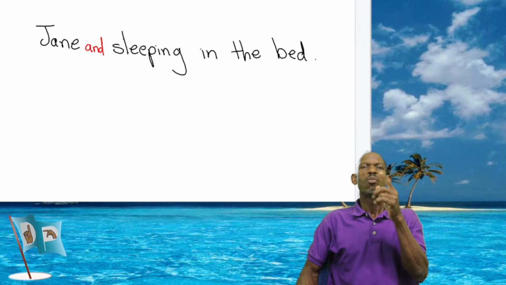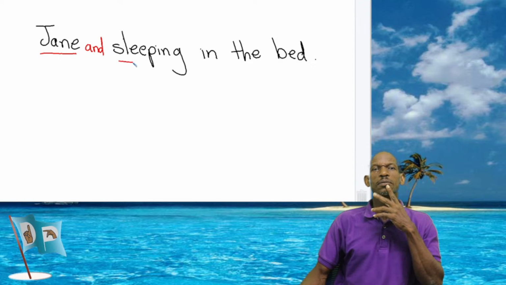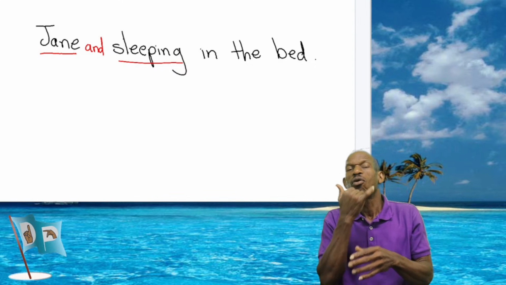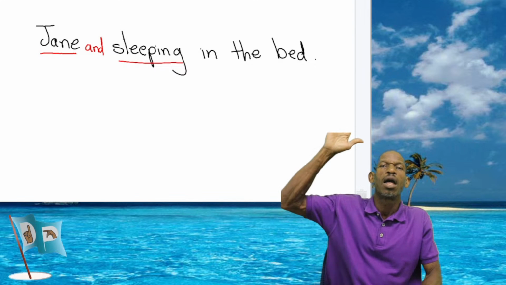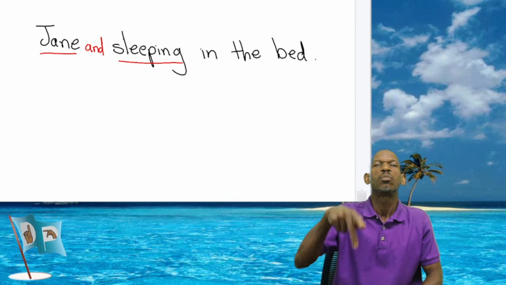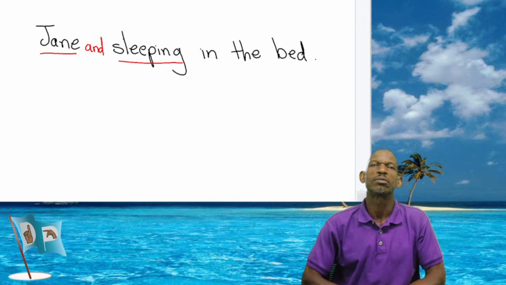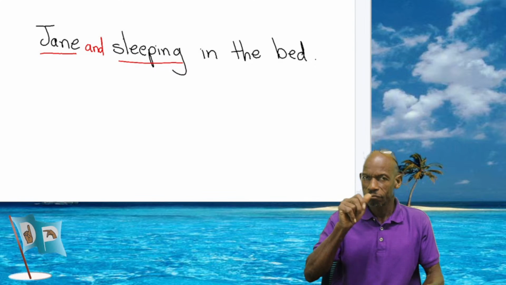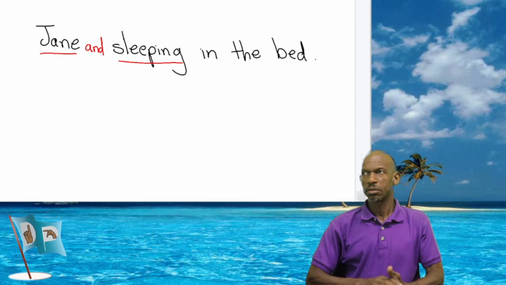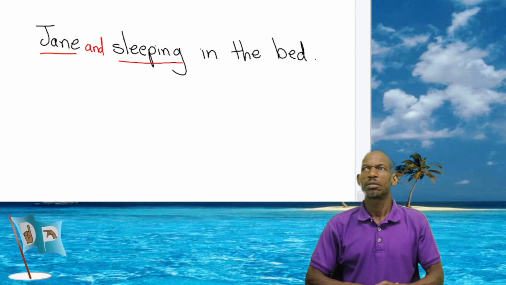Why is this sentence wrong? Why is this sentence wrong? Why is this sentence wrong? Who can tell me? Why is that sentence wrong? Anybody, any volunteer? Cheryl, you tell me it is wrong. Why? Yeah, Cheryl, go ahead. Jane is a person. Right. Right. So Jane is a person.